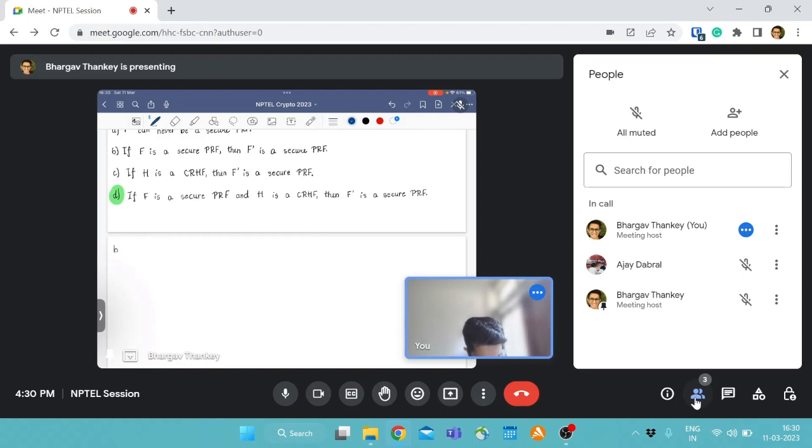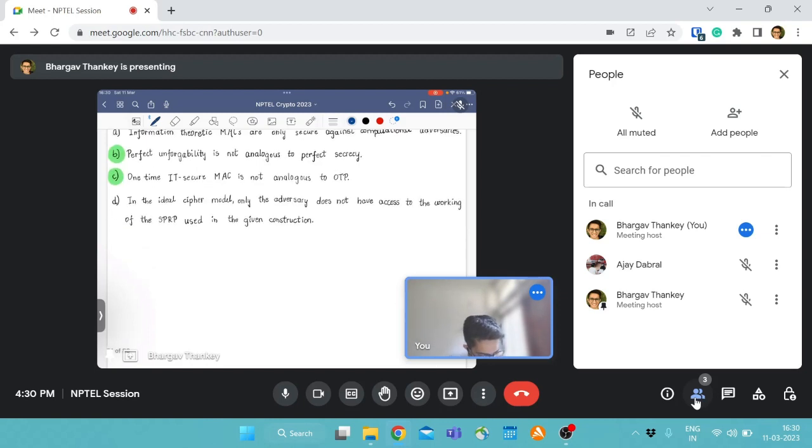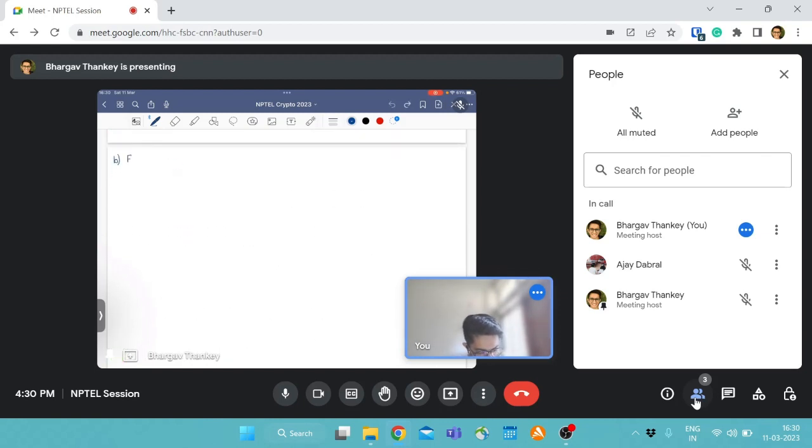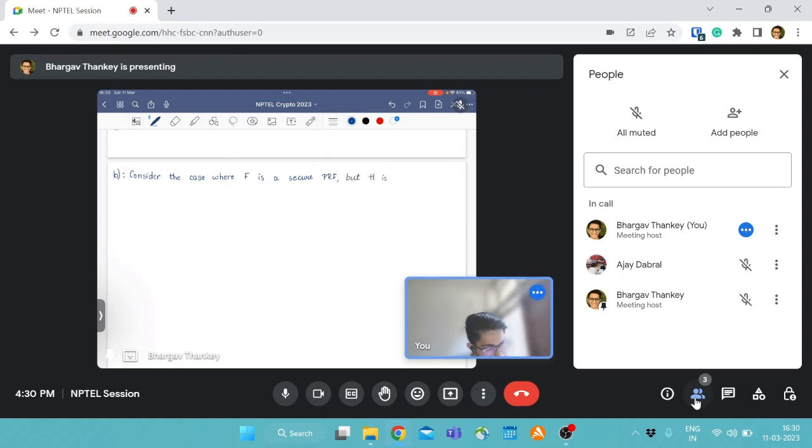So for option B, consider the case where F is a secure PRF, but H is not a collision resistant hash function.